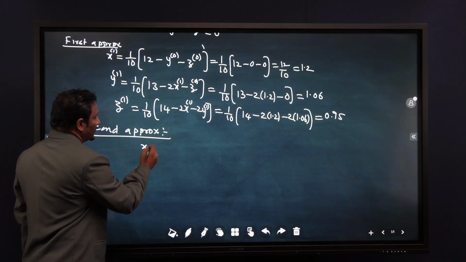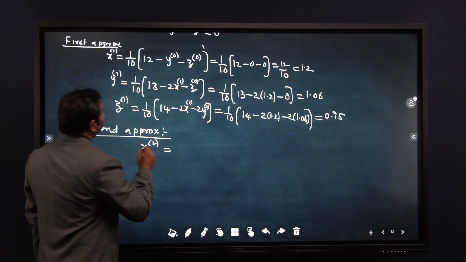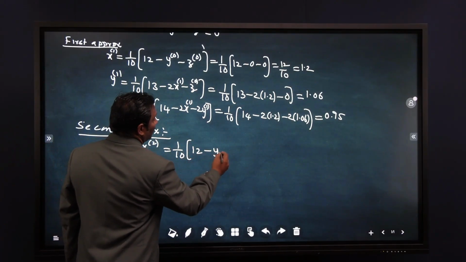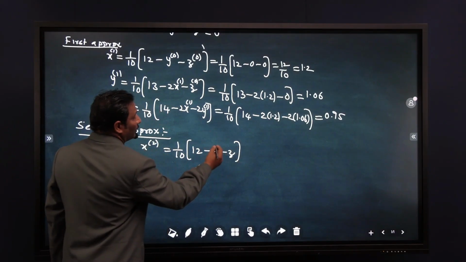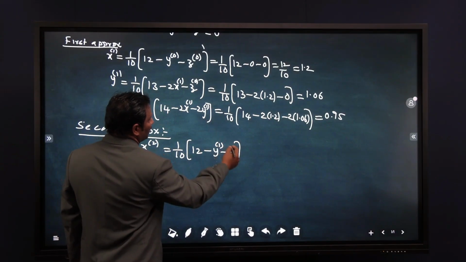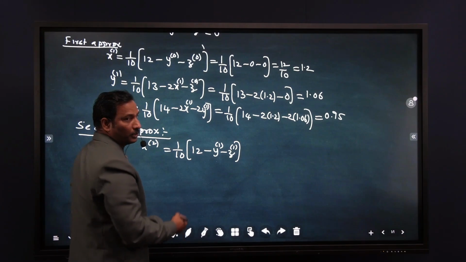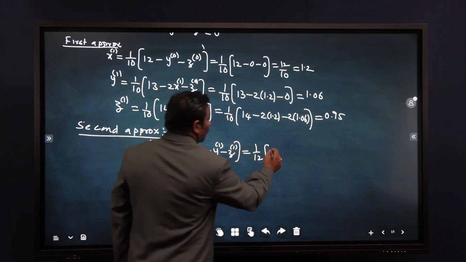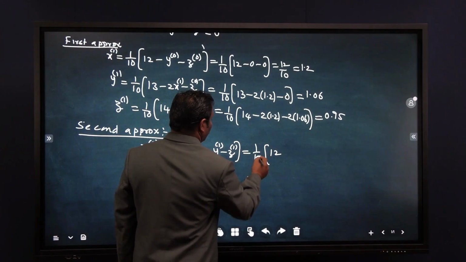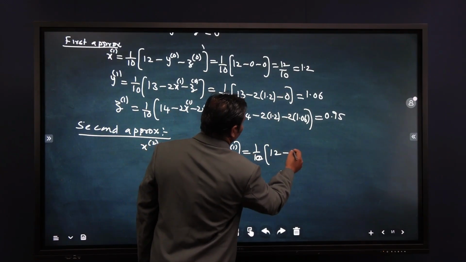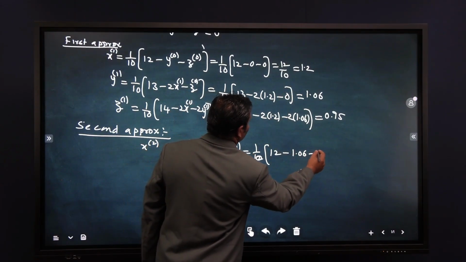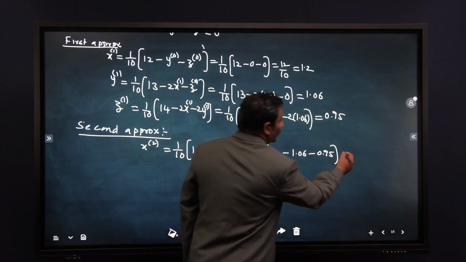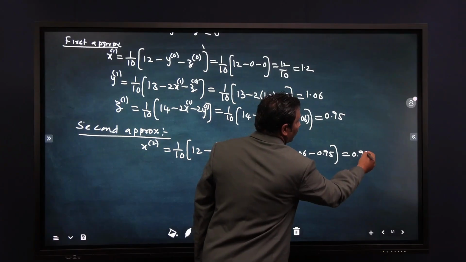So right here, x second approximated value equals 1 by 10 times of 12 minus y minus z. Now use the known values of y, that is the first approximated value, and z first approximated value. So it equals 1 by 10 times of 12 minus y value 1.06 minus z value 0.95. On simplifying, we'll get it as 0.999.